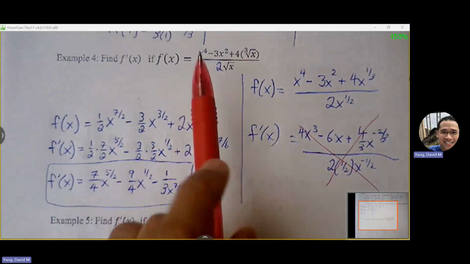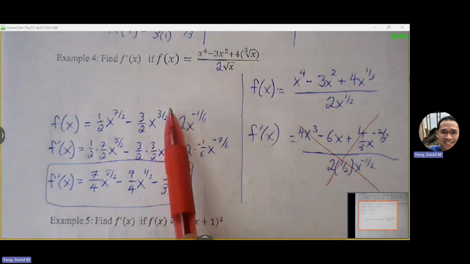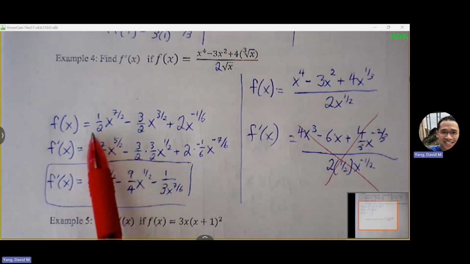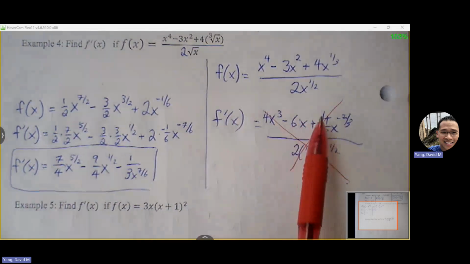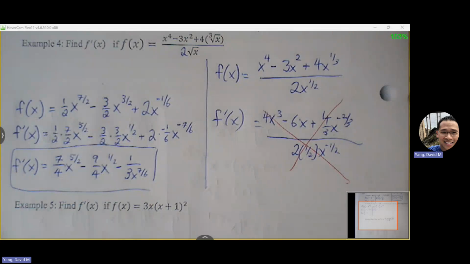We have to spend the time to separate each fraction, clean everything up, and then once we get to this stage, then we can do power rule. But we can't do power rule if terms are above each other. Does that make sense?